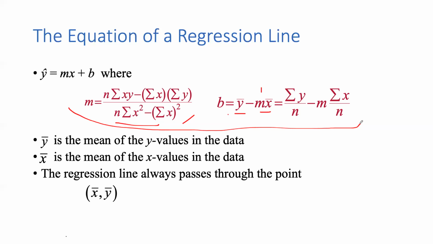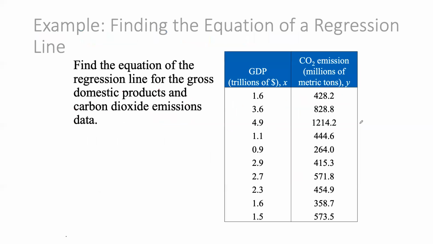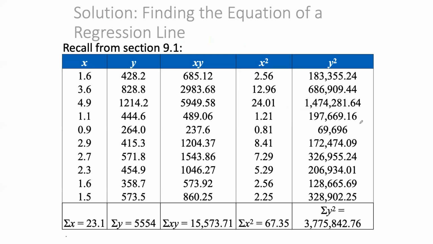All of this, if it seems a little daunting, let's look at an example that we already used. We have GDP and CO2 emissions, and we want to find the equation of the regression line which passes through these points. The first order of business is to calculate and construct this table. We have x, y, xy, x squared and y squared. We have the sum of these columns: the sum of x's, the sum of y's, the sum of xy's, the sum of x squared, and the sum of y squared. Using these, we can calculate the slope of the line.